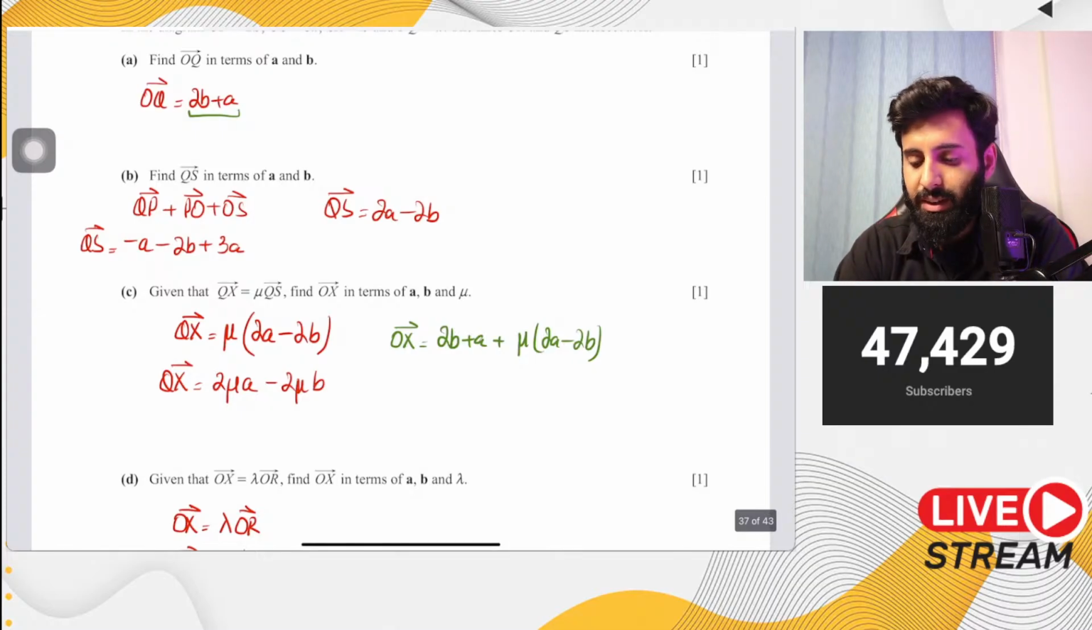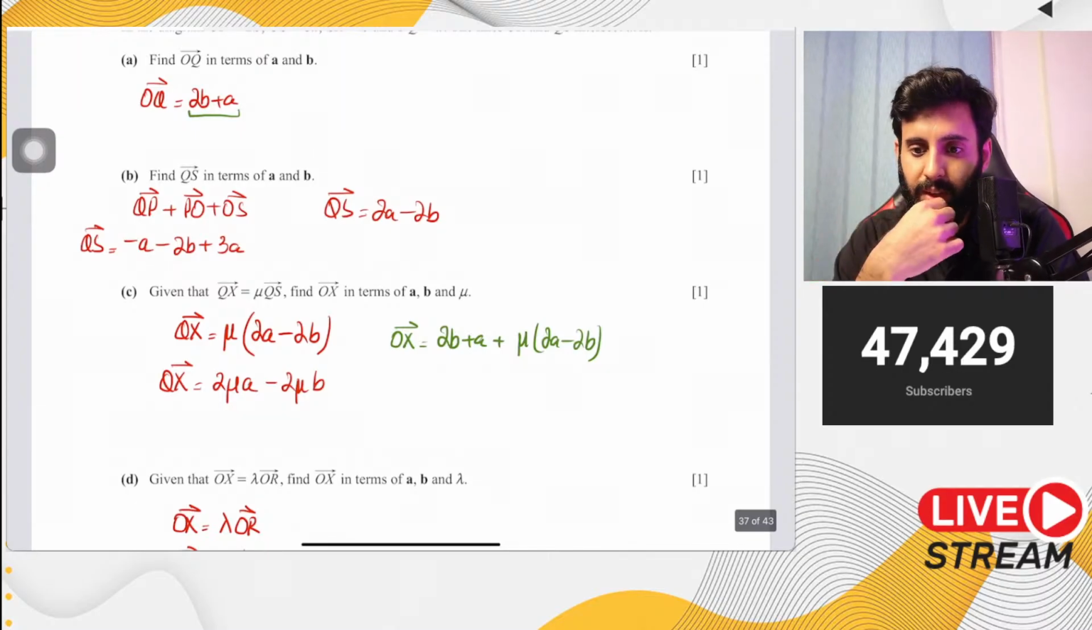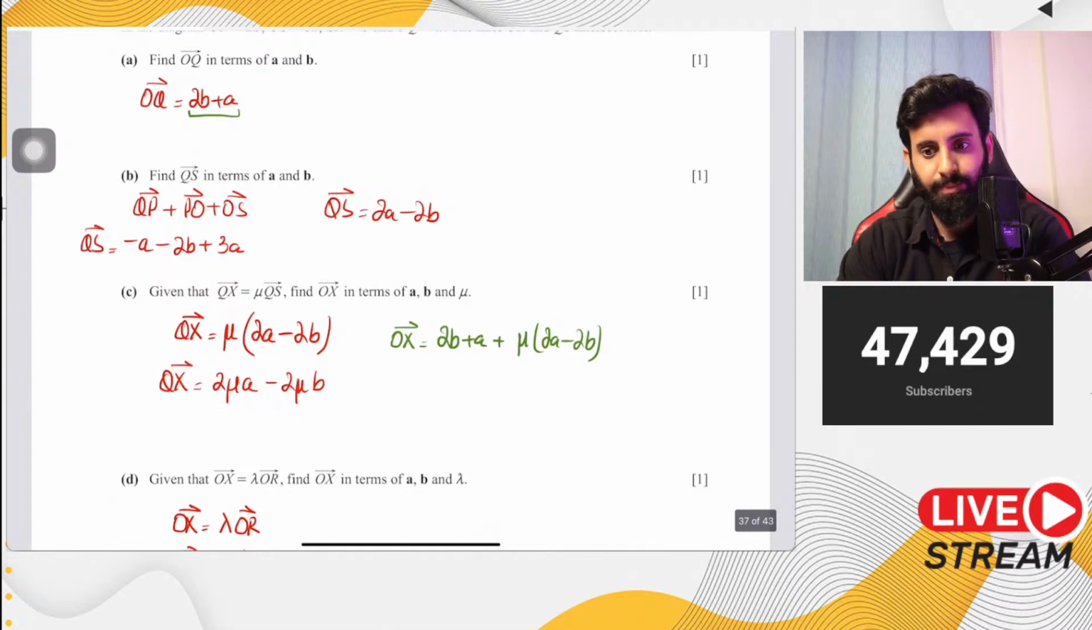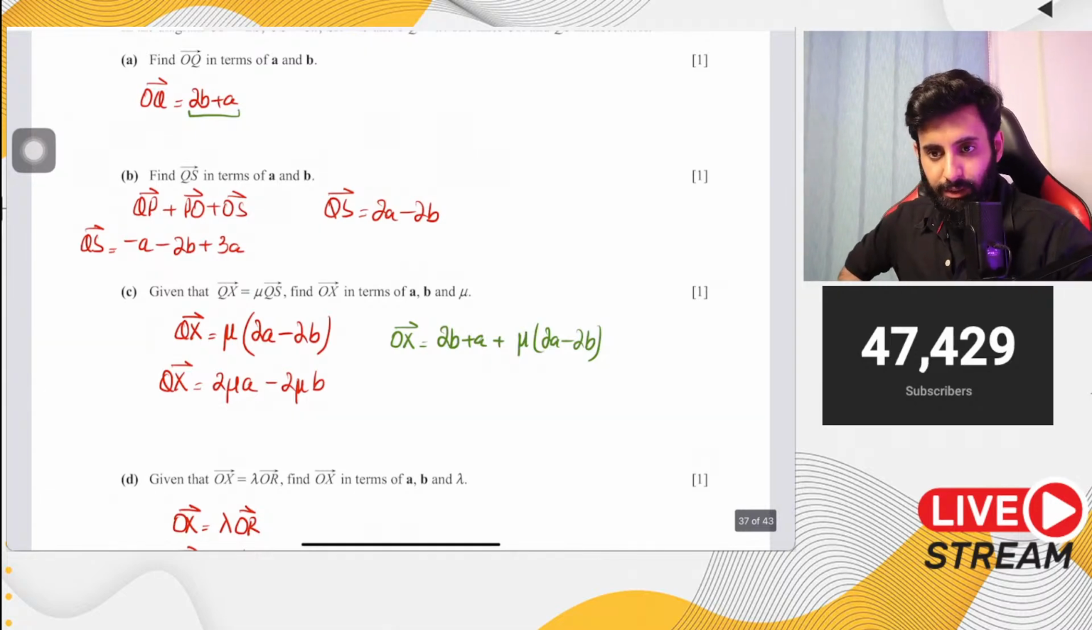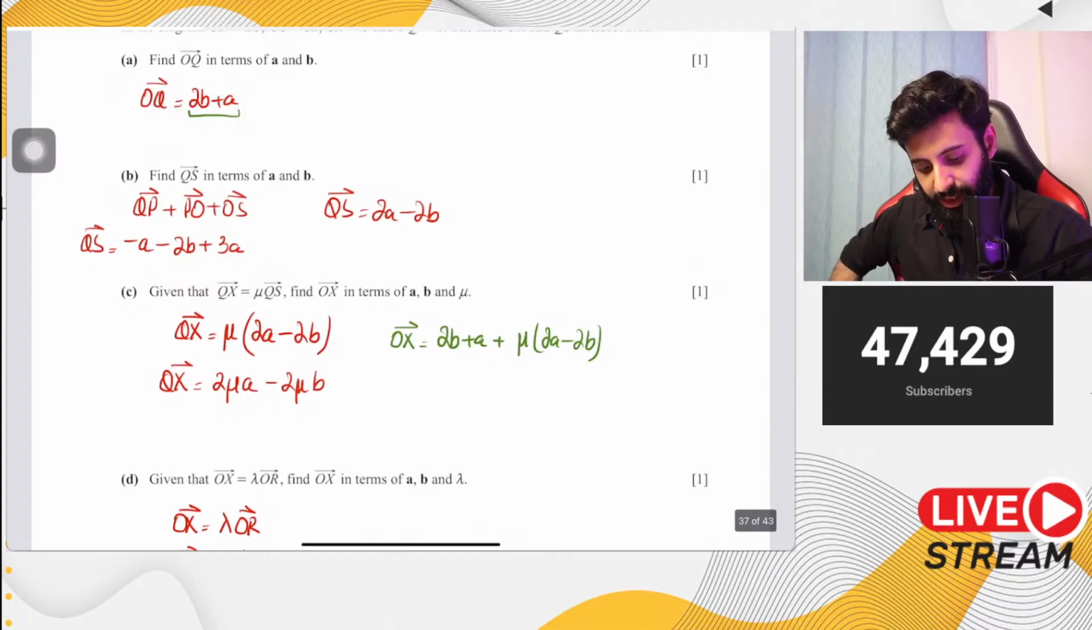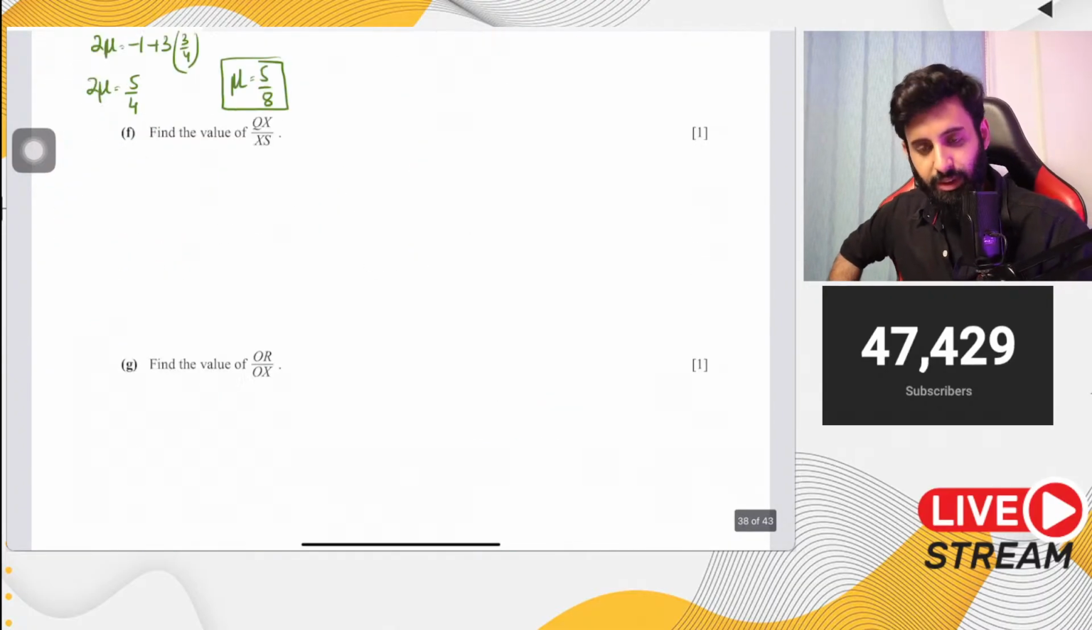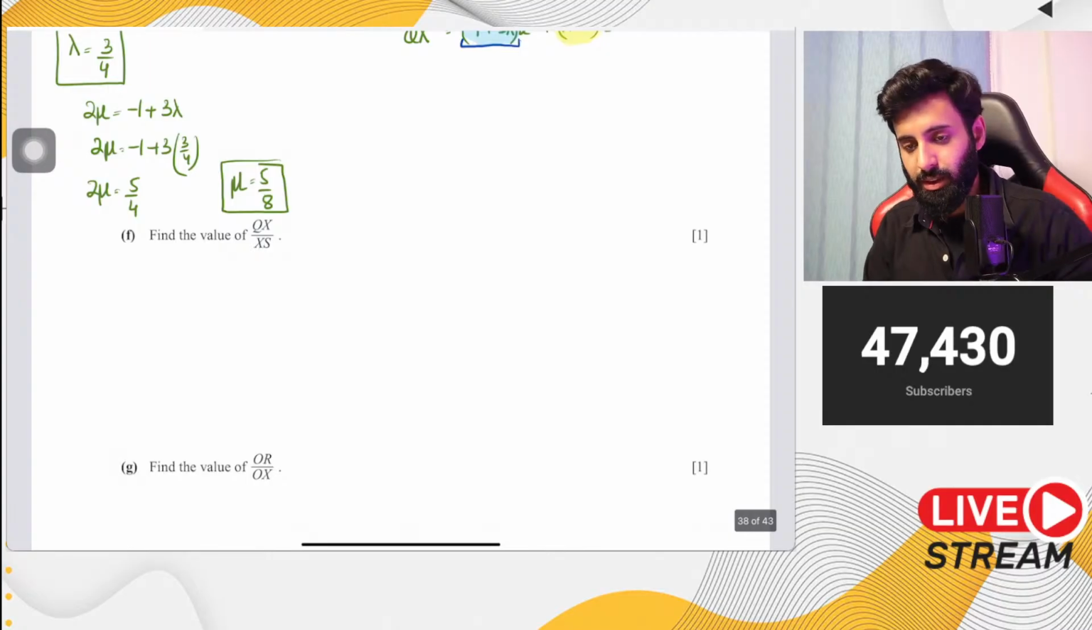When the question says parallel, then you divide. But when you have found two vectors and they're both the same, but they're in terms of two different unknowns, then you equate them and solve them simultaneously. The reason why I'm not resolving velocities is because I did a stream on it recently, so there's no point in doing a stream on it again.